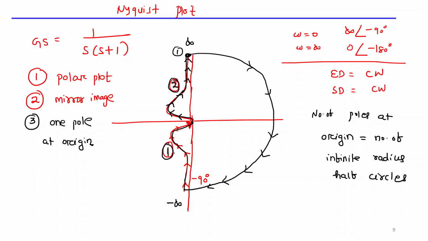I'll now solve the second question, then I'll come back to this question for your understanding. So forget about this question now. Just remember these points: you have to draw the polar plot, you have to take the mirror image, and if there are poles at origin, then that many infinite radius half circles, right? Catch these three points from this slide. Yes, sir. Now come to the second question.